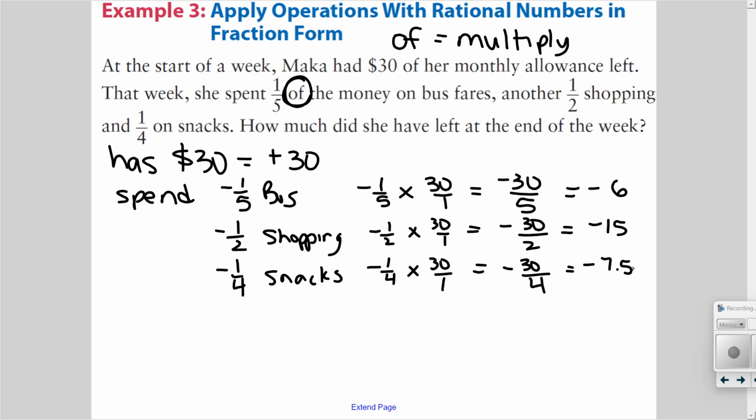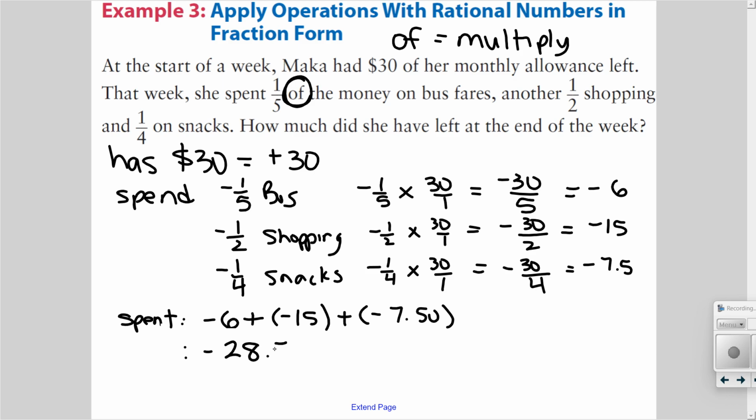So we want to know how much money she had left. So let's look at how much money she spent. So she spent $6, and then she spent $15. And then she spent $7.50. So altogether, that's what she spent. So my answer is going to be negative. And then I just do 6 plus 15 plus 7.50 on my calculator. And I see that she spent $28.50.